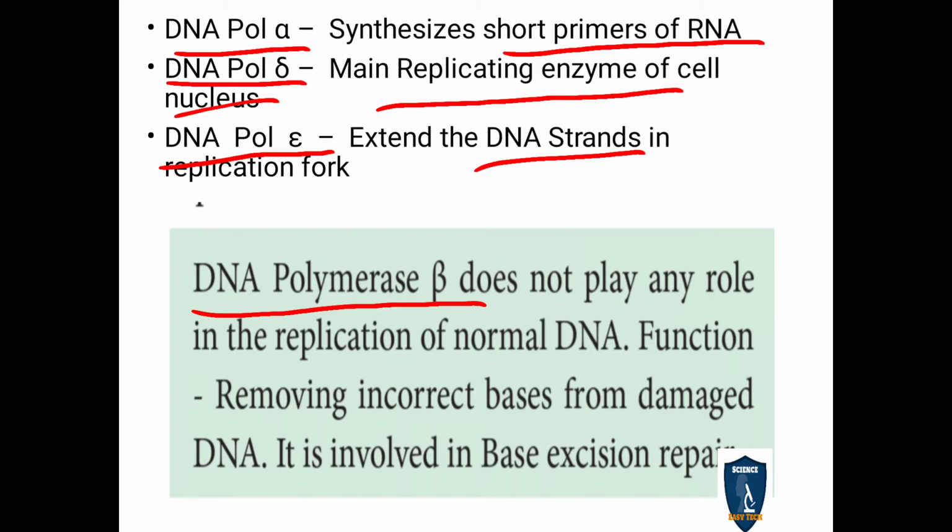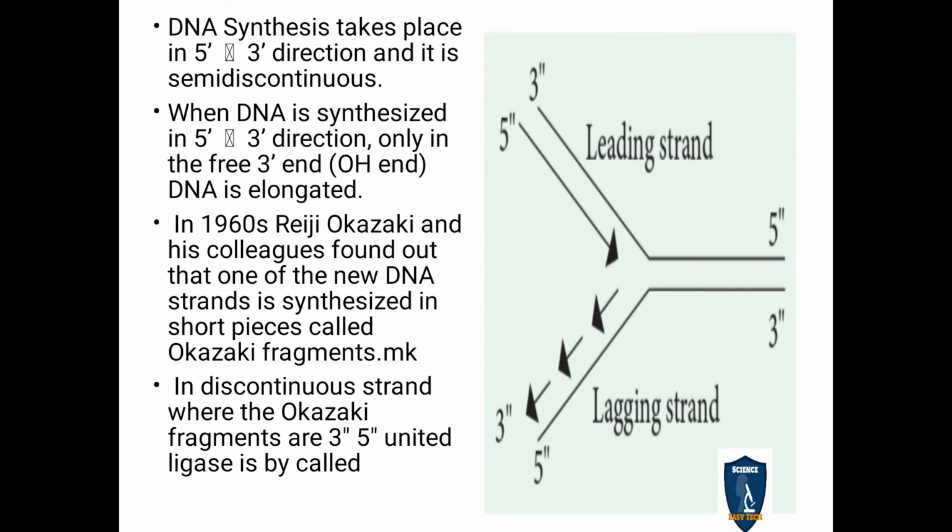And DNA polymerase beta doesn't work in the replication of normal DNA function, but it removes the damage in the DNA, and this function is called DNA repair. That takes place by DNA polymerase beta. So you can see a lagging strand and a leading strand, what we had discussed. So this is a replication fork.